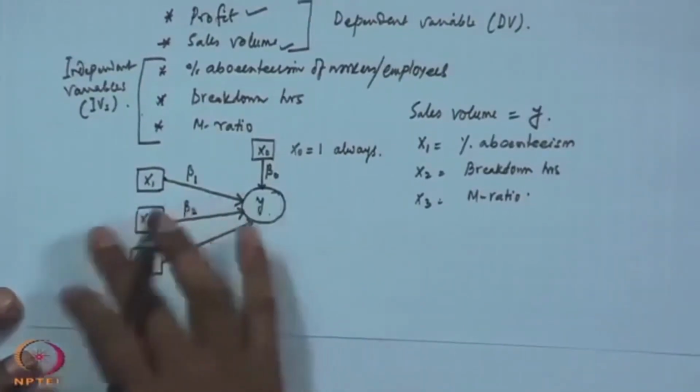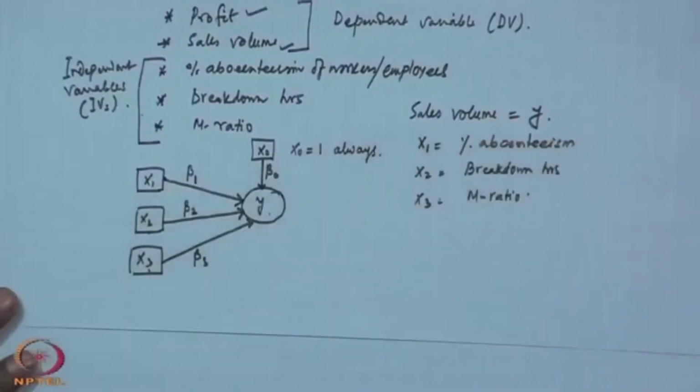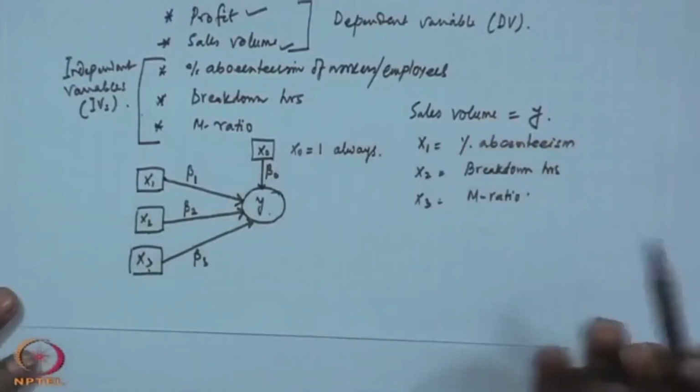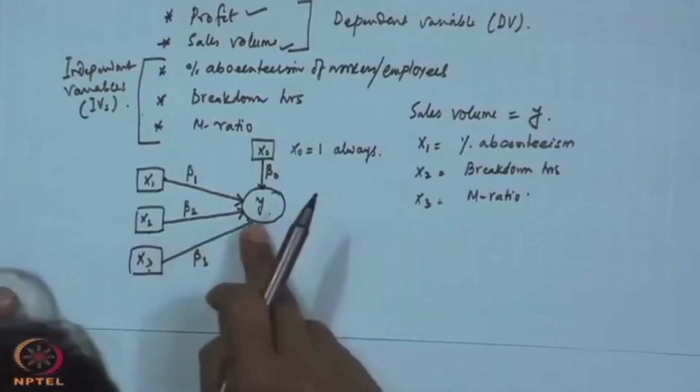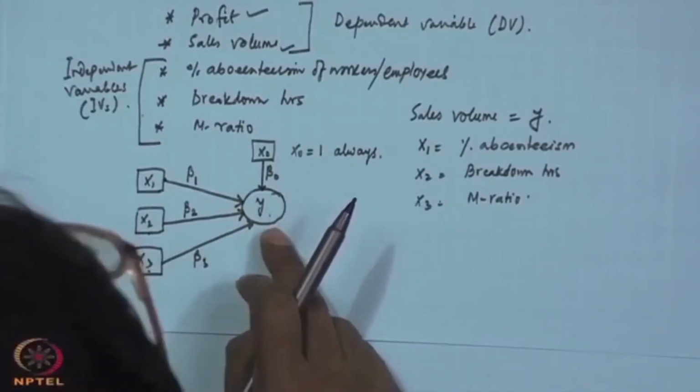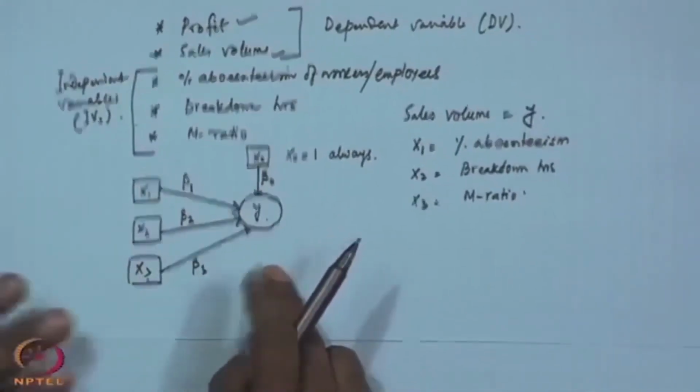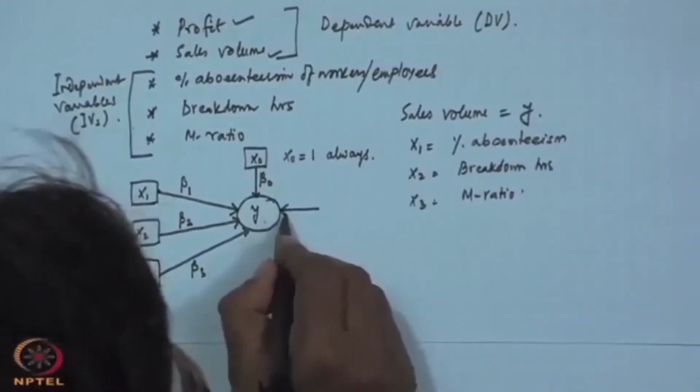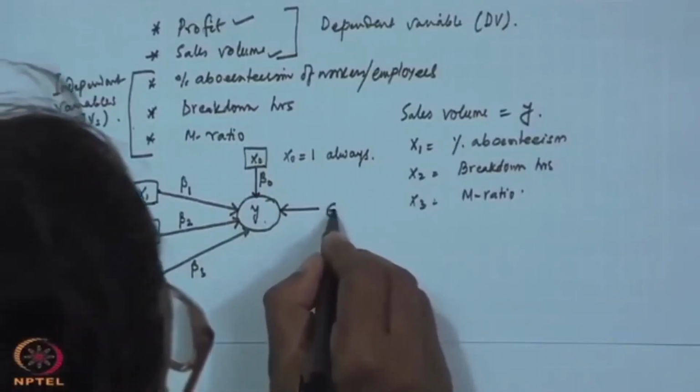That means there are some other variables, either controllable or uncontrollable, which are also contributing towards the variability of y. So, as a result, what do we require? We require another measure which is known as error.